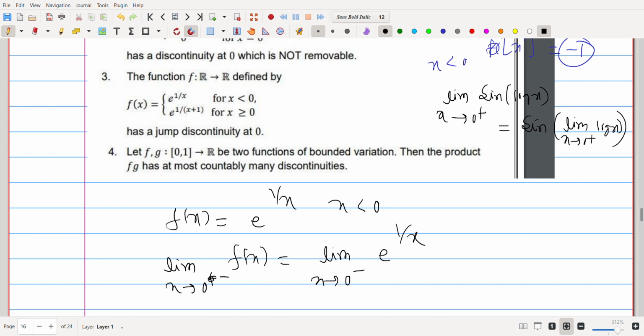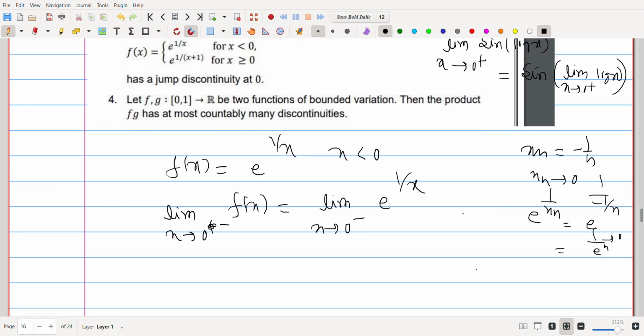Okay, so say x_n equal to minus 1 by n. Then x_n goes to 0. e power 1 by x_n equals e power 1 by minus 1 by n, which is 1 by e power n. That goes to 0 as n goes to infinity. So since x is negative and x goes to 0, that means e power 1 by x exists and the value is 0, right?